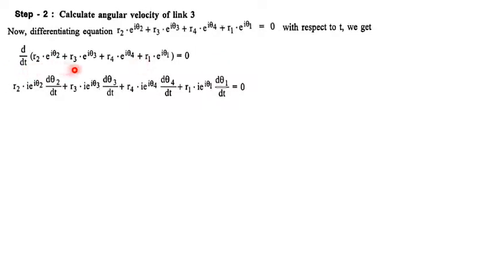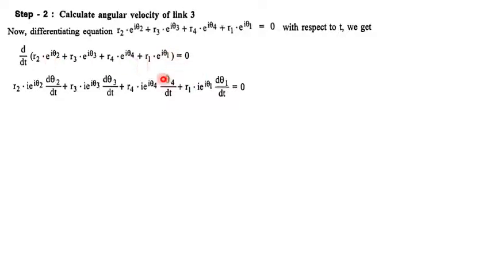Here R2, R3, R4 and R1 are the magnitudes. They are constant and do not change with respect to the configuration. Therefore we have to keep these outside the differential. Then we have to differentiate the remaining terms, that is e to the power of i theta 2, e to the power of i theta 3, e to the power of i theta 4 and e to the power of i theta 1.